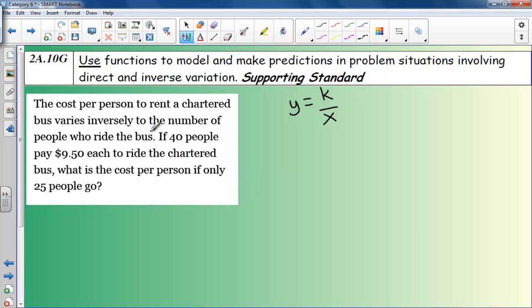So these are generally signified by the word inversely or varies inversely or something to that effect in the question, and we're going to set it up just exactly the way it's read in the same order. So in my equation I have y equals, so the first thing I come across is going to be y equals, so the cost per person to rent a chartered bus varies inversely, so equals the number of people who ride the bus, and so that's going to be my x. Varies inversely, inversely meaning it's a fraction, so first of all I need to find this value here, so we're going to set up what we know.